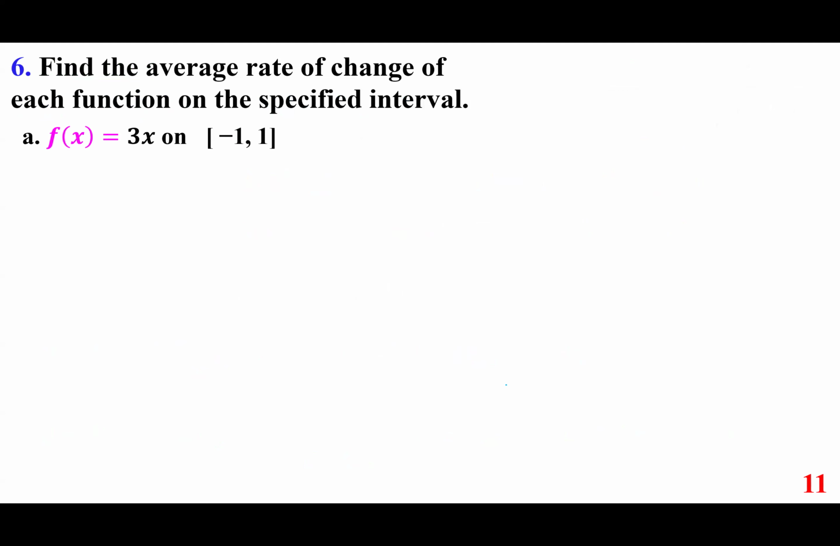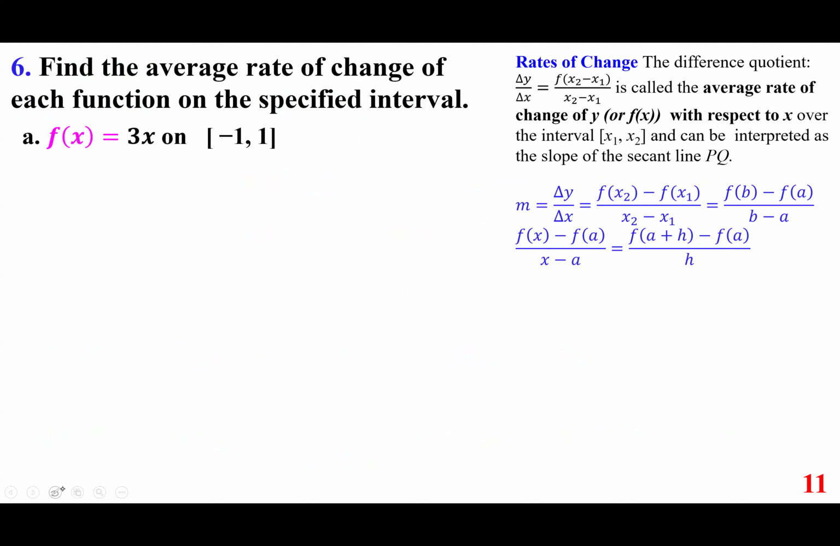Find the average rate of change of each function on the given interval where f of x is 3x from -1 to 1. And simply put, it means rise over run, everybody. We've already discussed that. The average rate of change of y with respect to x is f of b minus f of a over b minus a. So f of 1 minus f of -1 over 1 minus -1. That's according to the definition, rise over run. The average rate of change of y with respect to x.